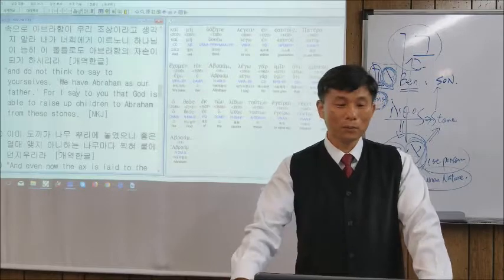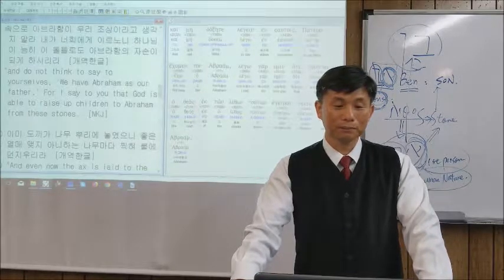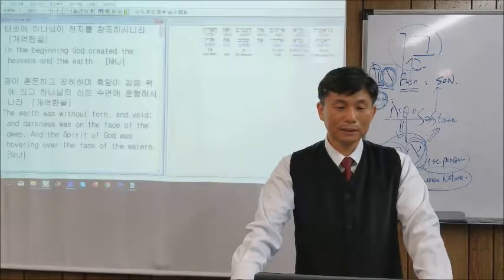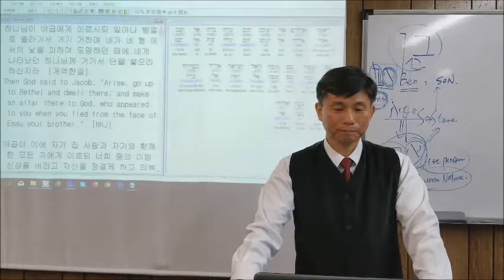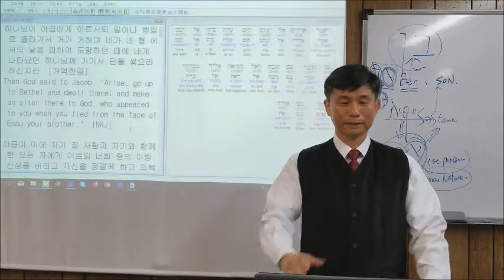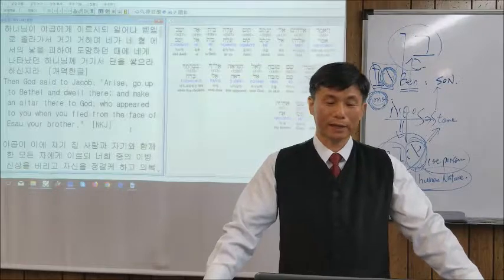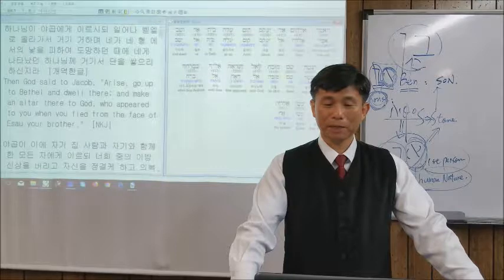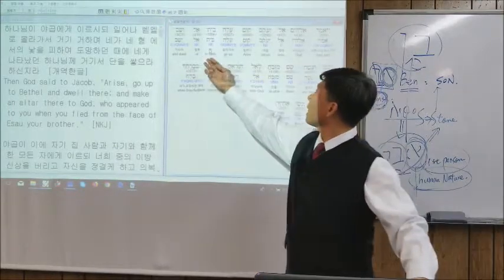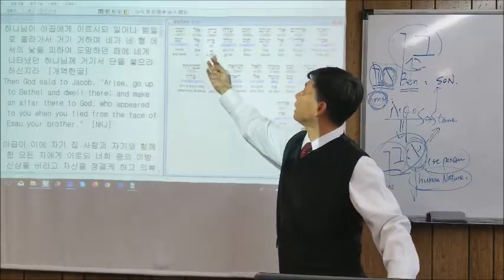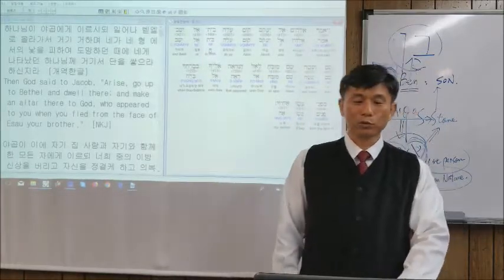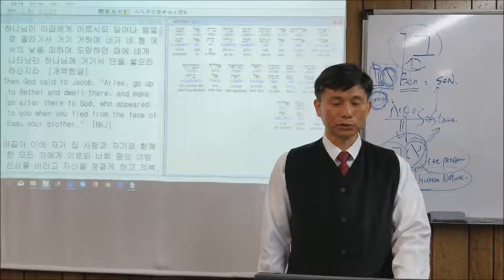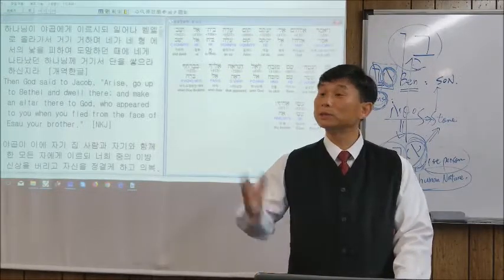So when we go to that story like Jacob, it's talking about the house of God. Genesis chapter 35. It starts like this. 35:1, then God said to Jacob, arise, go up to Bethel. Bethel means, Bet is house, El means God, which is house of God, Bethel. And dwell there, and make an altar there to God, who appeared to you when you fled from the face of Esau, who is his brother, right?